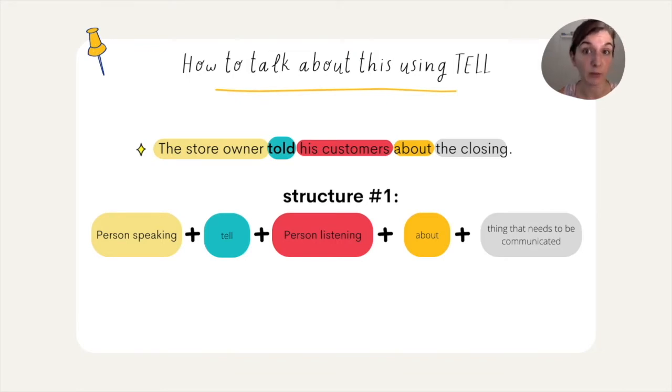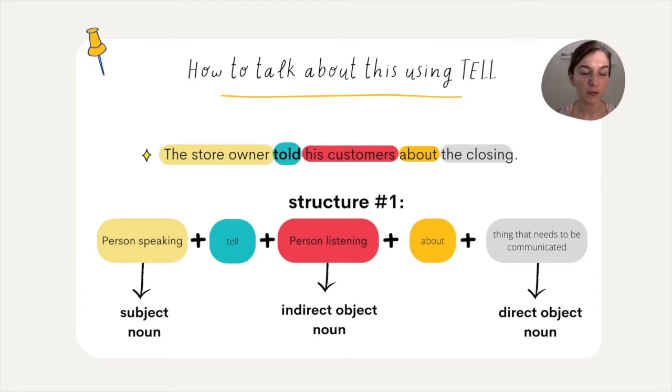We have the verb tell. Immediately after tell, we have the audience, the person who is listening or the person who is supposed to be listening. After that, we have the preposition about. And then lastly, we have the thing itself that is being communicated. In this case, it is the closing.